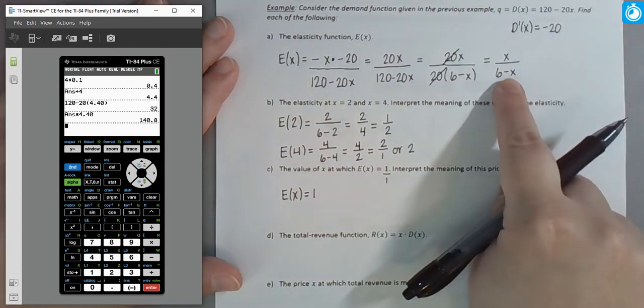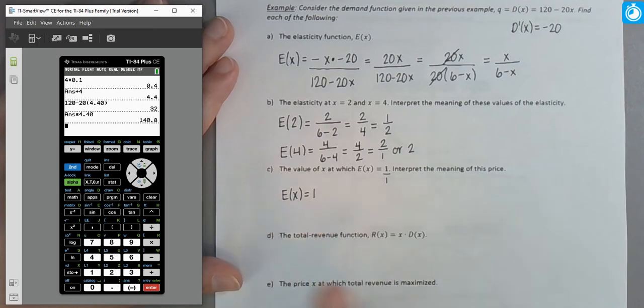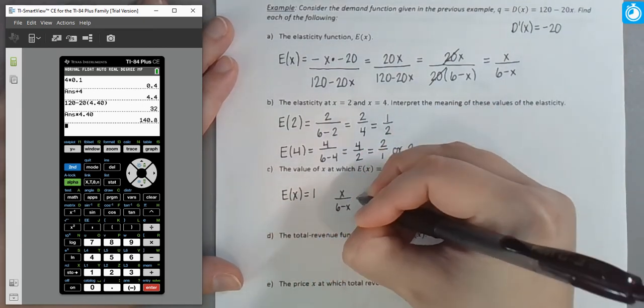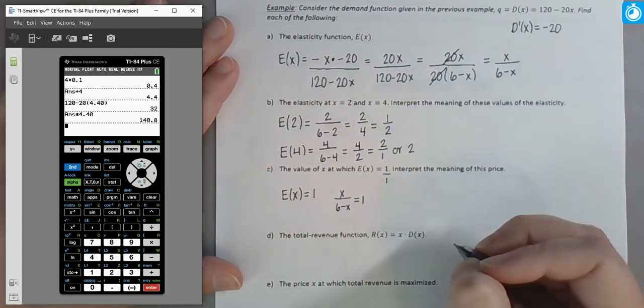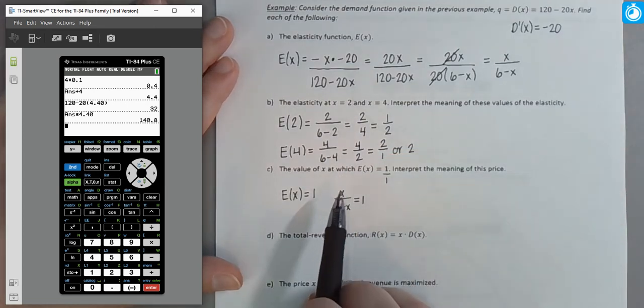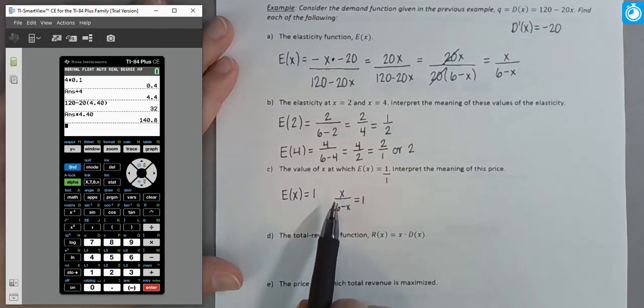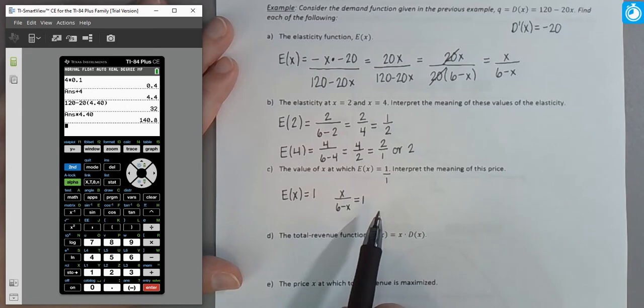So I'm going to take the elasticity function and set it equal to 1. So x divided by 6 minus x is equal to 1. Now I want to solve for x, and I have a rational equation. So typically a good rule of thumb is to get rid of the denominator. If you multiply both sides by 6 minus x, that's going to move it over to the right hand side and we no longer have to deal with the numerator and denominator.